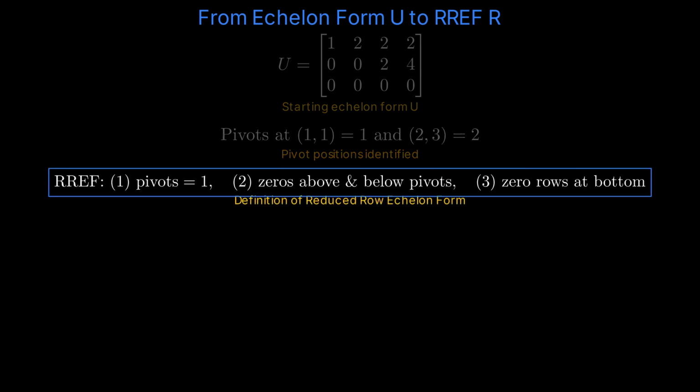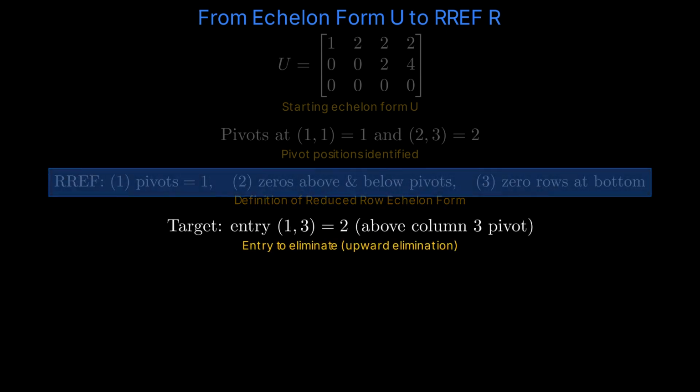Here's the definition. A matrix is in RREF when 3 properties hold. First, every pivot equals 1. Second, all entries above and below each pivot are 0. Third, 0 rows sit at the bottom. Let's get there in 2 operations. First, we zero out the entry above the column 3 pivot. That's the 2 sitting in row 1, column 3.